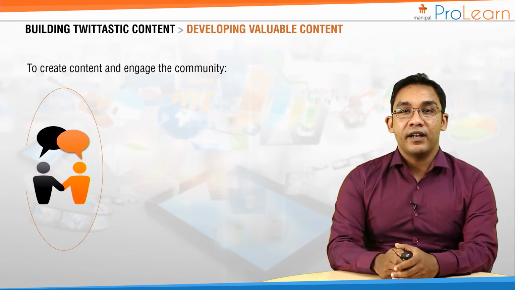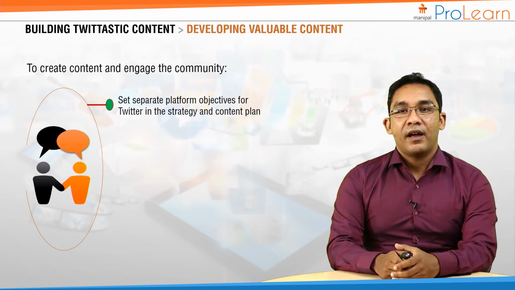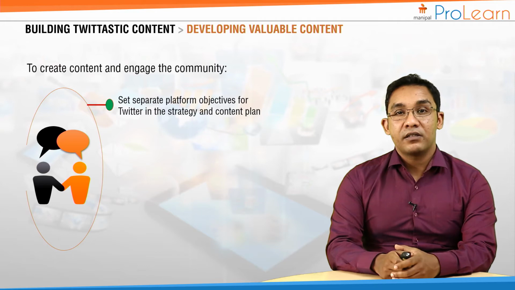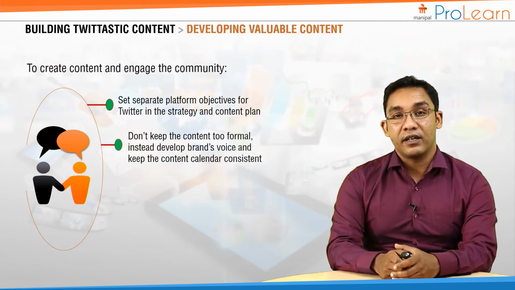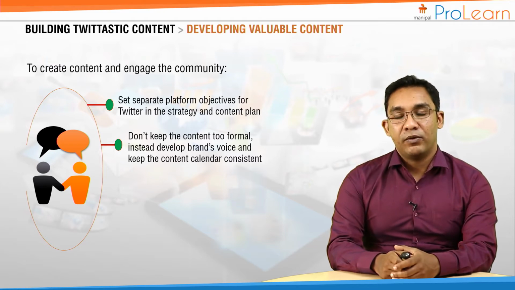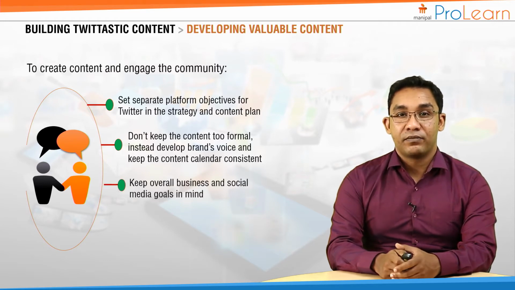To create content and engage the community, the first thing we need to do is set clear platform objectives for the strategy and the content plan. This will help guide us in terms of creating the content, but also managing it to a great extent. Don't keep the content too formal. We talked about voice earlier, and to create that kind of human voice is very, very essential to developing the brand and keeping the content calendar consistent.